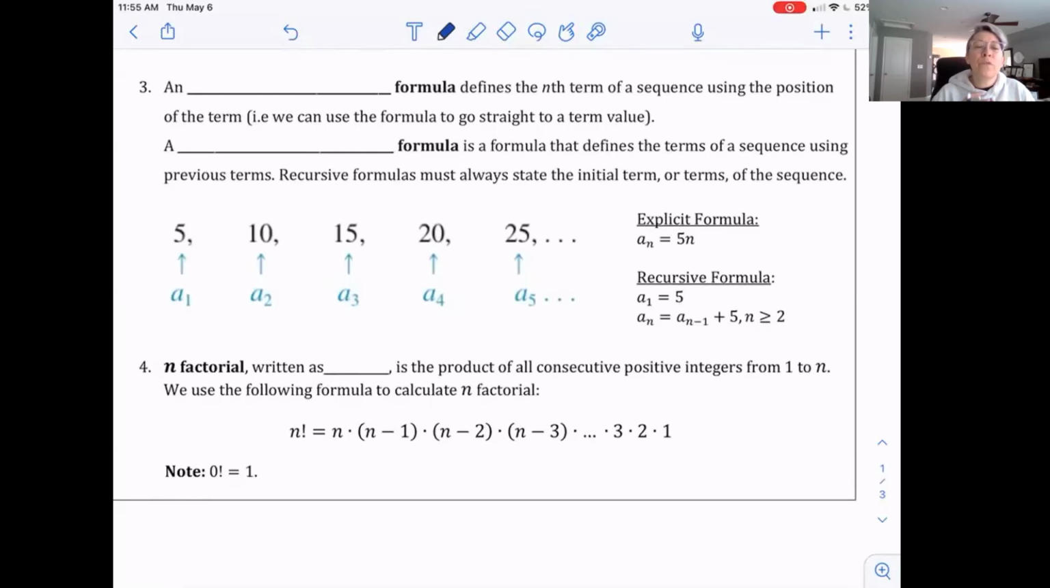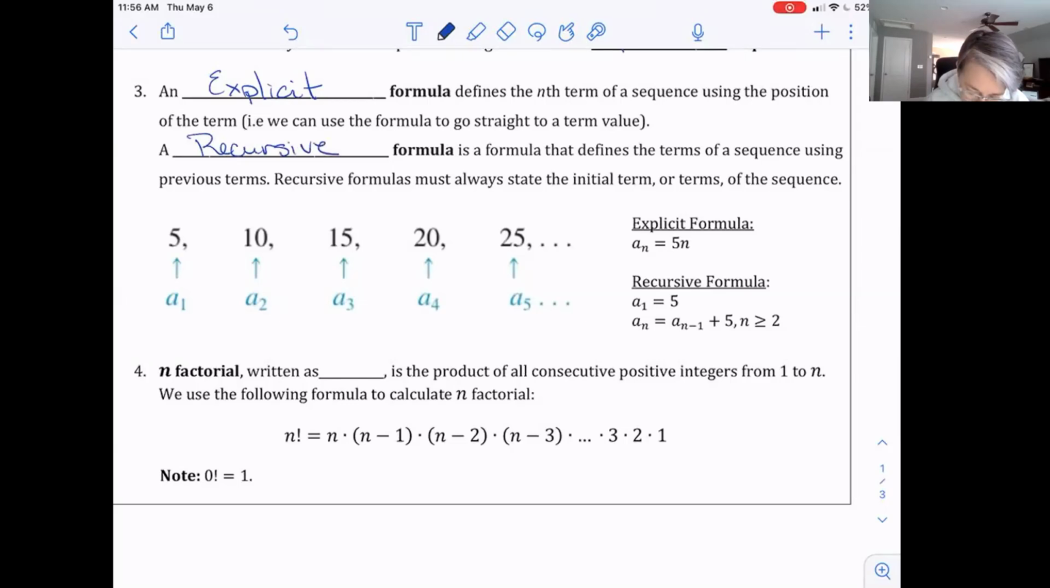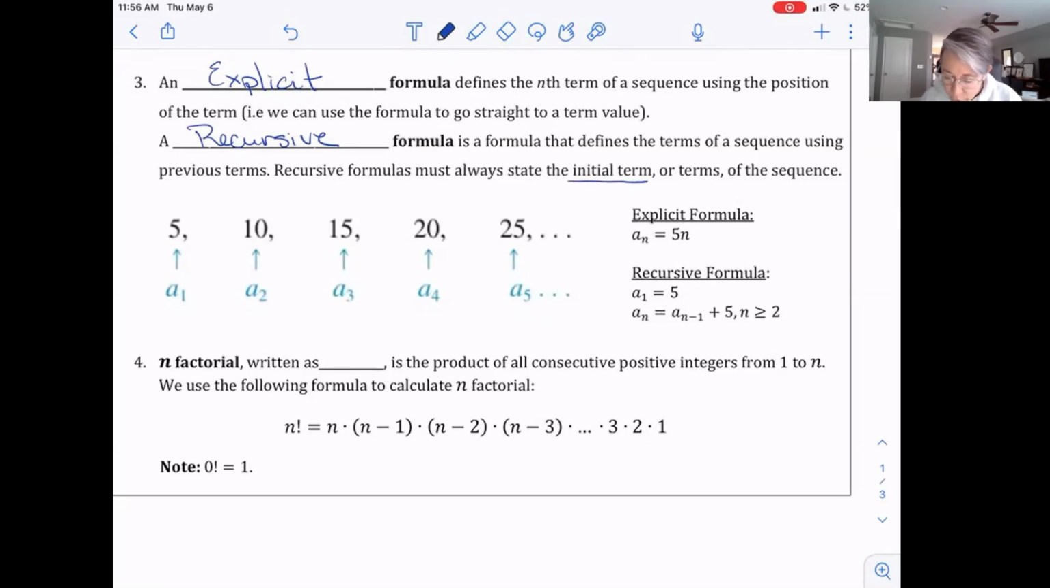There are typically 2 types of formulas for these sequences. The first one is called an explicit formula. What that means is we can go directly to the nth term using the position. If I want to know what is the 25th term in the sequence, I could plug in the n directly and I can get my 25th term. Another type of formula is called a recursive formula. That's a formula where every term is defined by a term before it. So we always have to know the initial term or terms of that sequence in order to determine what the next number is.